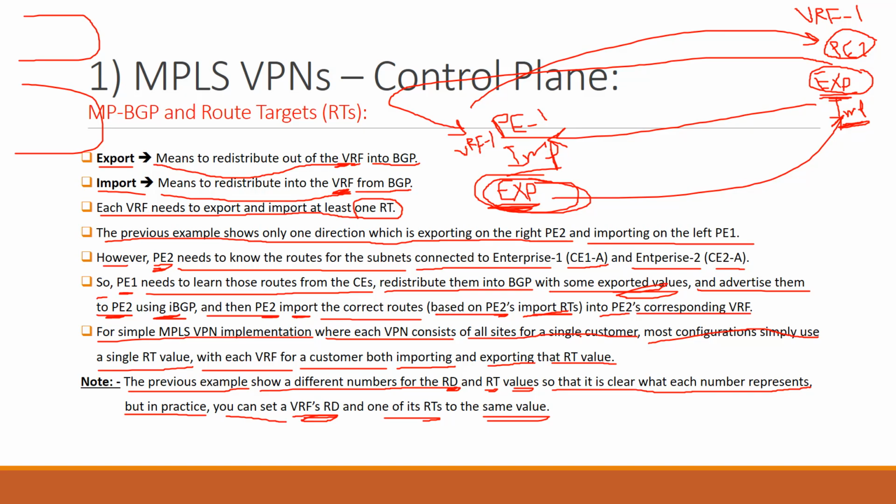But in the example at the end of this demonstration, I will not use this, just to make you understand what is the purpose of each one of them. What is the root distinguisher and what is the root target, and which values will be configured for each one of them inside provider edge 2 and provider edge 1 and VRF1 and VRF2.